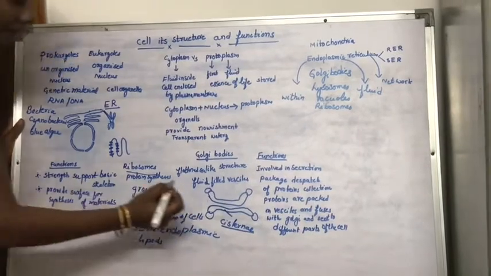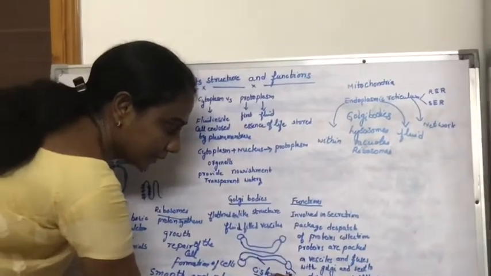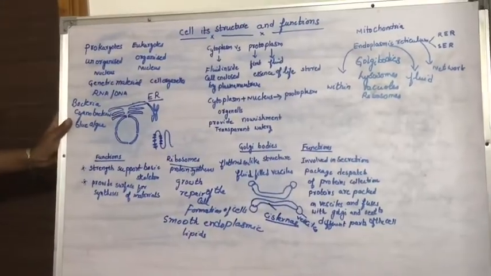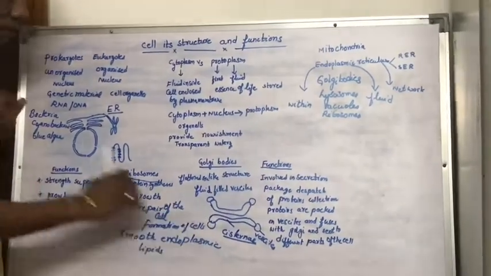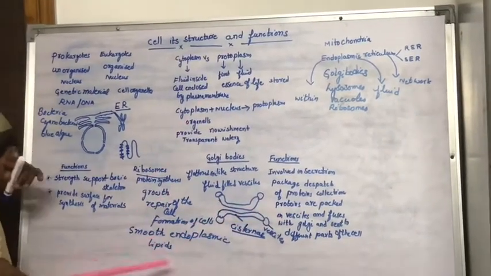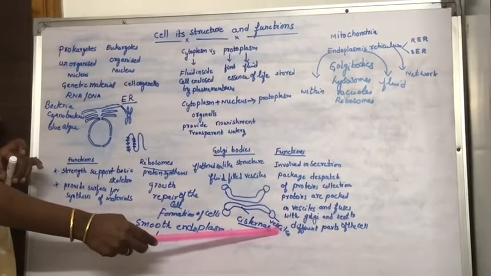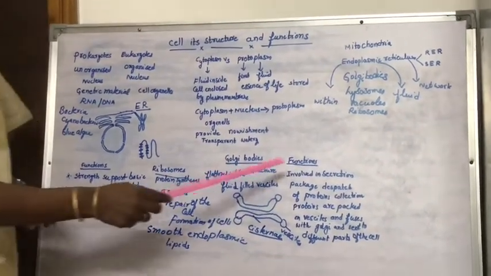To these flattened sac-like structures, there are some spherical structures called vesicles. That means Golgi bodies consist of two major parts. The first part is called cisternae, which is the flat sac-like structure, and the spherical structures we call vesicles. The main function of the Golgi complex is involved in secretion.